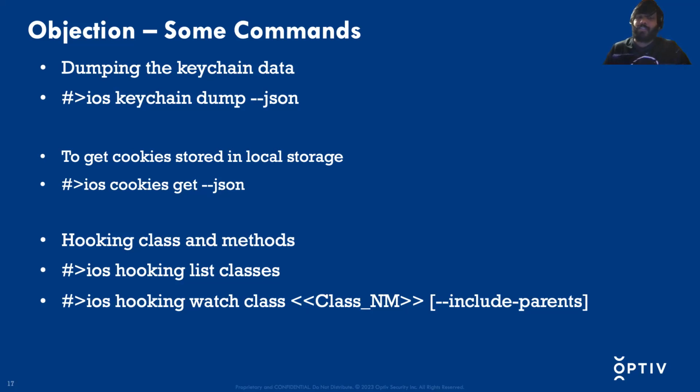The next is hooking classes and methods. The first one is the ios hooking list classes command, which lists every single class, including the parent class and child class, for the application that you have hooked with Objection. The next command is ios hooking watch class, class name, and then include parent. That's an optional subcommand. For example, if you want to hook a class but you don't want to hook the parent class, you just want to hook the specific child class, then you can use this command to understand what exactly is happening within that class environment when you perform certain actions on the iOS application.